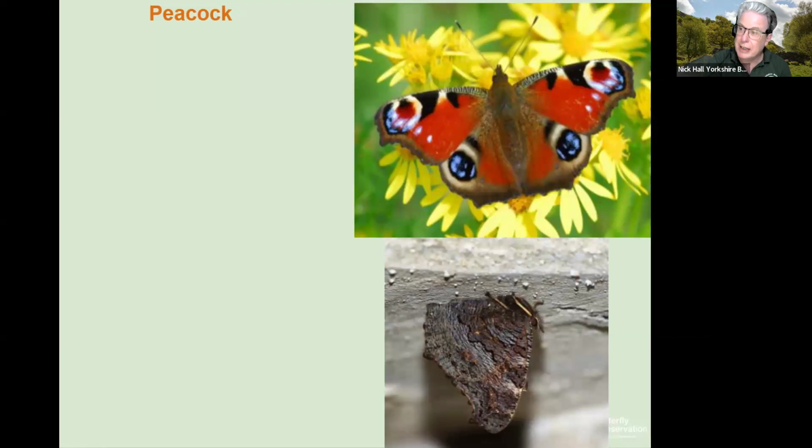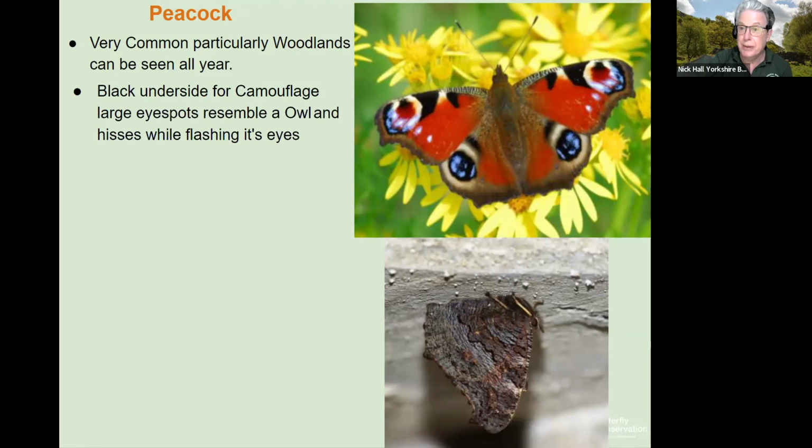Peacock, it's got those characteristic big eyes, and for good reasons. It's very common, particularly in woodlands, can be seen a large part through the year, has this black underside camouflage. Large eye spots resemble the eyes of an owl. If you look very closely, that is an owl's eye. It also flashes. So when you see the underwings there, when it's challenged, it will open its wings very suddenly, like so. When it opens its wings, it hisses. It's our only hissing butterfly. And basically, it's making out as if it's an owl.